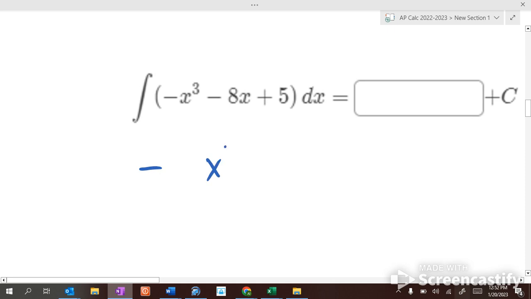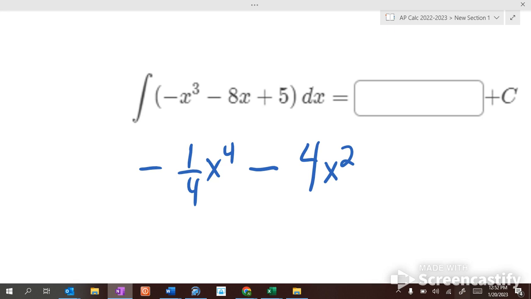x to the 4. So -1/4 x to the 4. 1/4. Yeah, that's it. Minus 4x squared. Okay. Miles just does it in his head super fast because you got to go x squared and then what? 2 times what is 8? 2 times 4 is 8. Plus 5x.